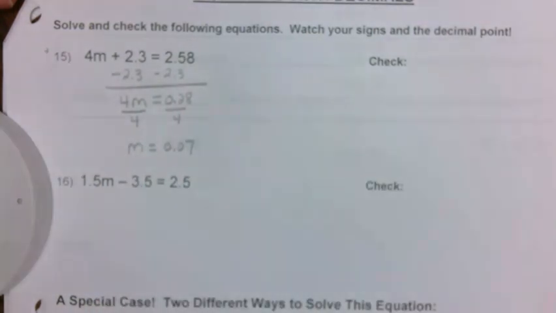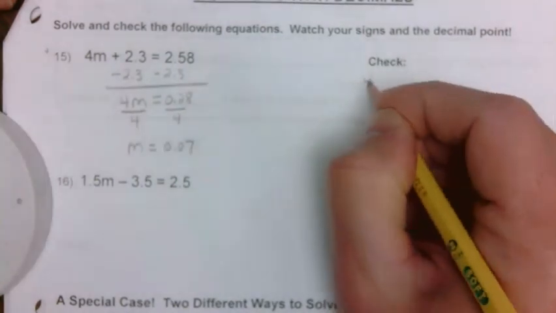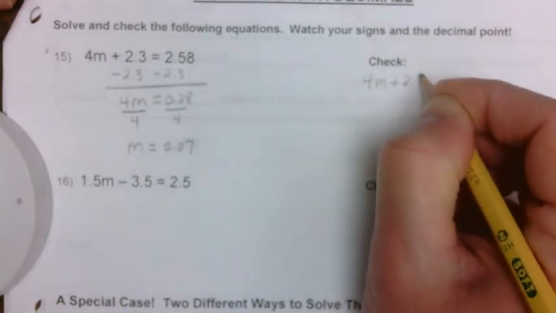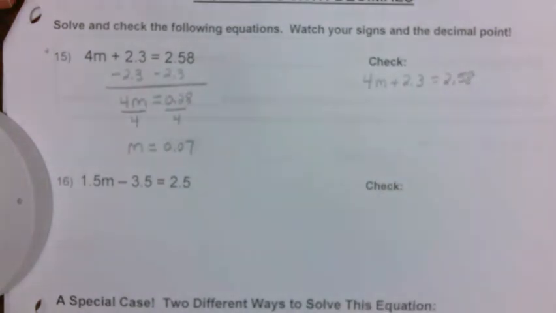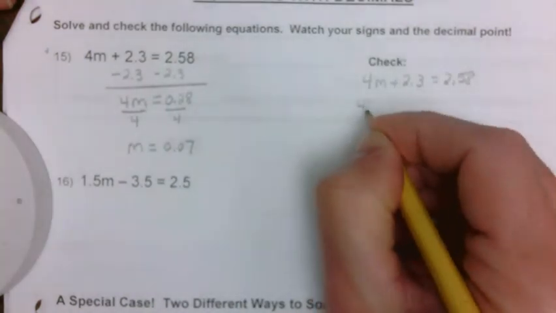Let's make sure by doing the check. Rewrite the equation. 4m plus 2 and 3/10 equals 2 and 58 hundredths. Replace m with your answer. We think it's 7 hundredths.